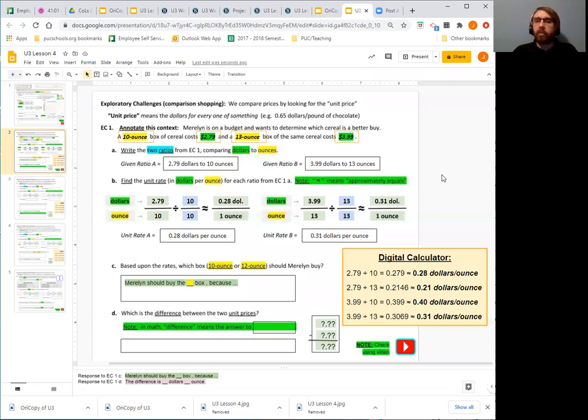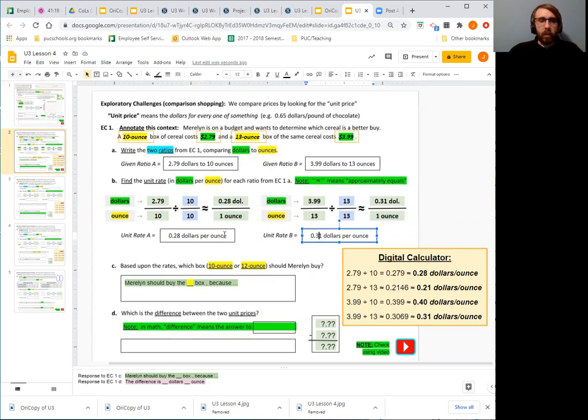Okay, so hopefully you took some time to make sure that your notes were up to date on part B and part A. And in part C, I went ahead and I copied the sentence stem. It says Marilyn should buy the blank box because... So which one should she buy?